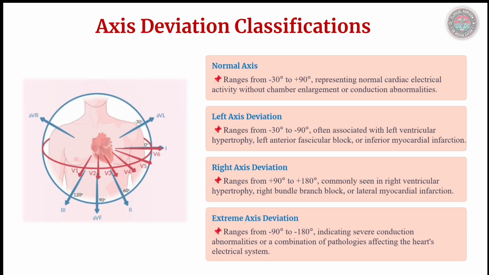Axis deviation classifications. Normal axis, that is between -30 degrees and +90 degrees, reflects normal cardiac activity. Left axis deviation, that is between -30 degrees and -90 degrees, suggests left ventricular hypertrophy or conduction disease. Right axis deviation, that is +90 degrees to +180 degrees, is common in right ventricular hypertrophy and pulmonary disease. Extreme axis deviation, that is between -90 degrees and -180 degrees, indicates severe cardiac pathology.